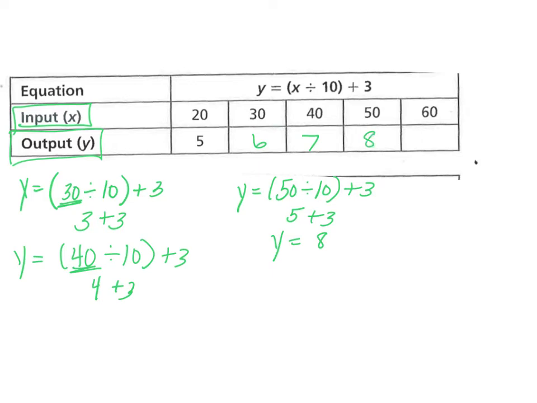All right, next one. Y equals, in parentheses, 60 divided by 10, plus 3. Do 60 divided by 10 because it's in the parentheses. The order of operations says that's first. 60 divided by 10 is 6, plus 3. 6 plus 3 is 9.